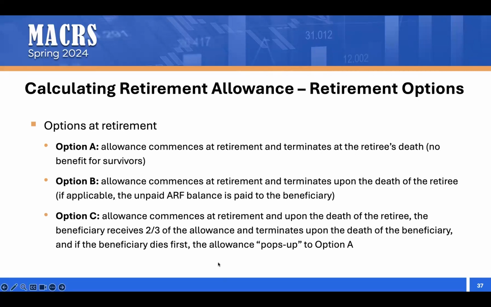And the option C allowance is typically 7 to 12% less than the option A benefits. And I'm going to do an example of how to calculate a benefit under all three options.